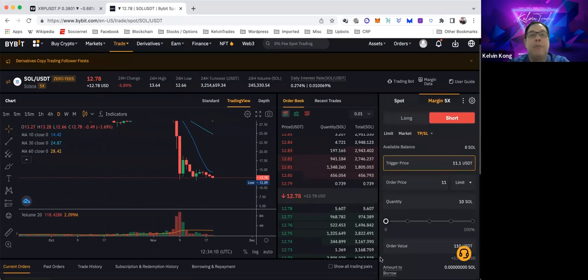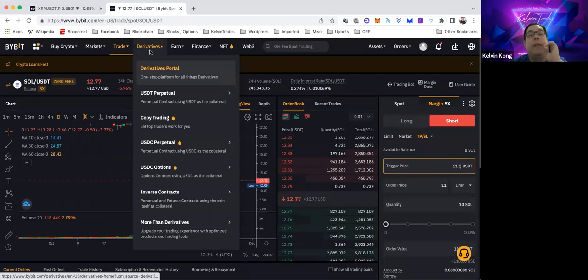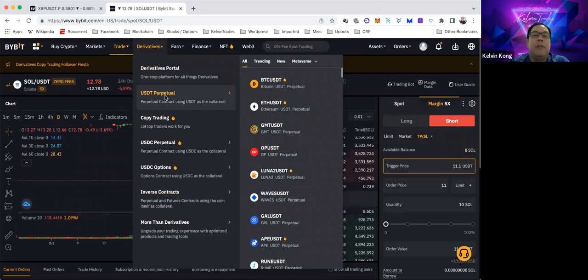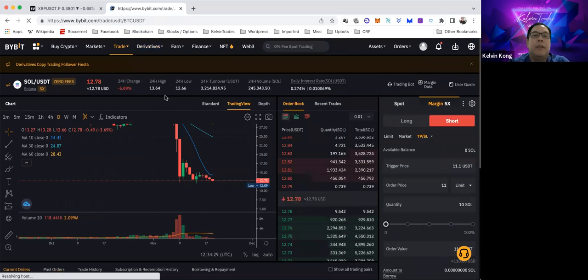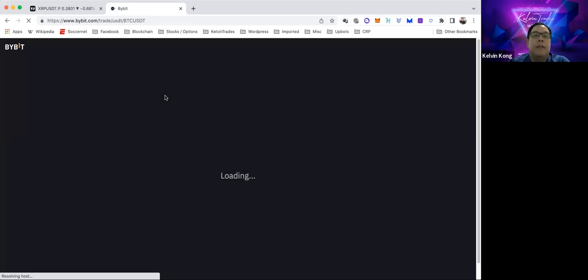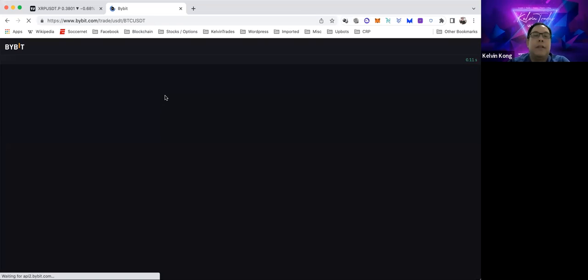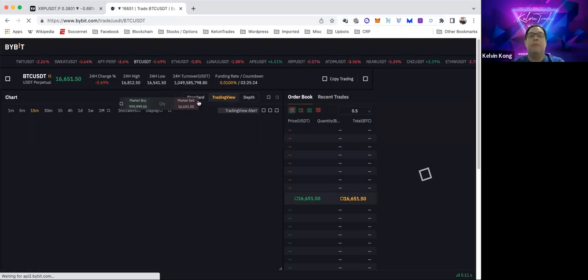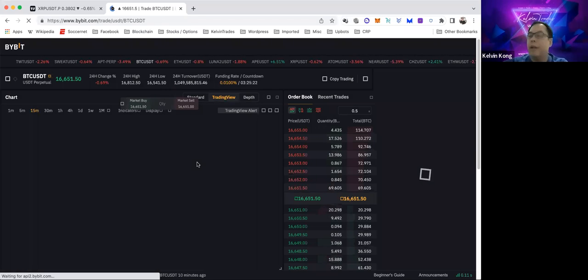Okay, so no questions. I will move on to derivatives. If you want to trade futures on Bybit, just come over here, the top menu, move your cursor to derivatives. Then you'll see this menu. After that, click USDT perpetual. All right. So this is what we like to do, right? Trade futures.